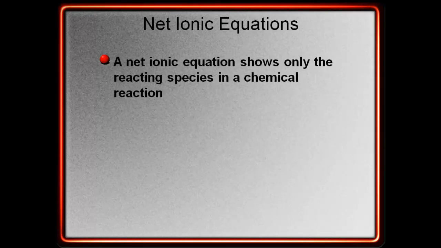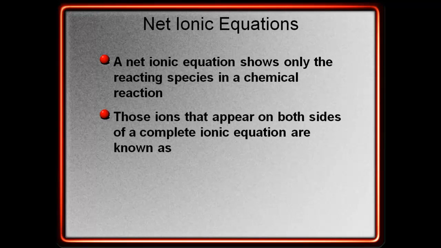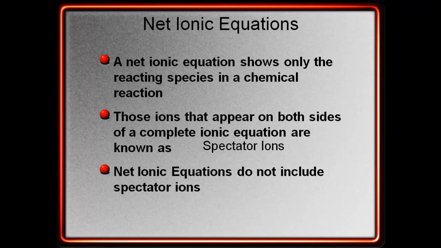Well, a net ionic equation shows only the reacting species in a chemical reaction. So those ions that appear on both sides of a complete ionic equation are not included in net ionic equations. These ions that appear on both sides are known as spectator ions. They're kind of there just hanging out, watching everything happen, but they're not actually actively involved in the bonding or the reaction itself. So net ionic equations will not include these spectator ions.